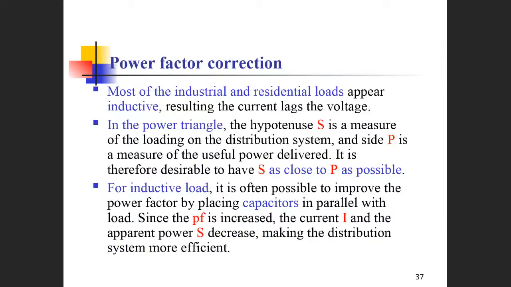Power factor corrections. Now we have touched on the apparent power, the real power, and the reactive power. In most industrial and residential buildings, we have inductive loads. That means, for example, the motors, the transformers, the refrigerators, and rotary machines such as washing machines are all inductive. As a result, the current lags the voltage.